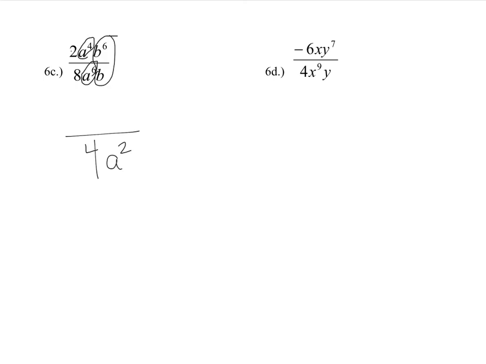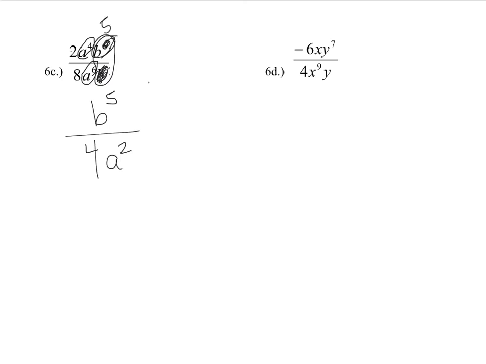Well, this one, there's more on the top than there is on the bottom. So 6 minus 1 is just 5. So you're left with b to the 5th on the top, because it was top heavy, right? There is more on the top than on the bottom. So you're crossing off the 1 on the bottom, you're crossing off 1 on the top, but you're left with 5 because you had a total of 6.